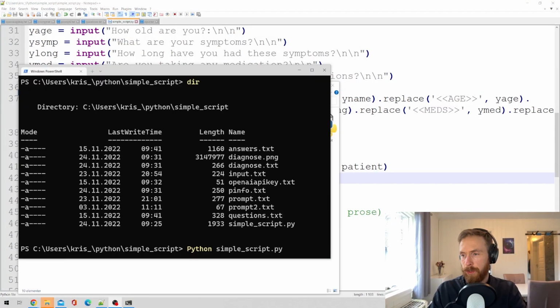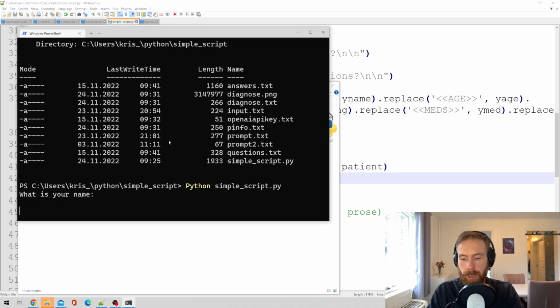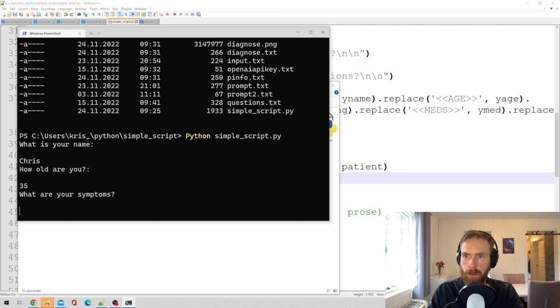Okay, so here we are in the terminal. Let me just run the script now. Hopefully you can see this quite okay. So we should get some user input questions here. So we just have to answer those and then the script should take care of the rest. So the first question you get is like, what is your name? It's Chris. How old are you? Let's say 35. What are your symptoms? I have a headache.